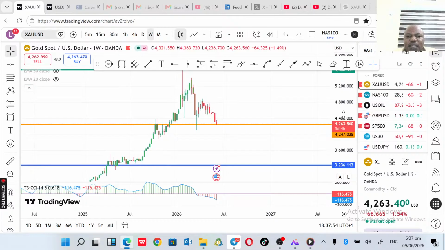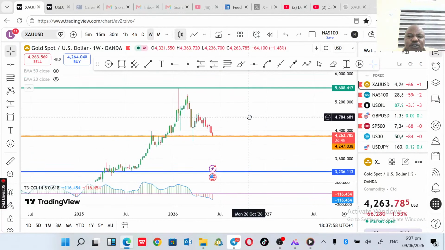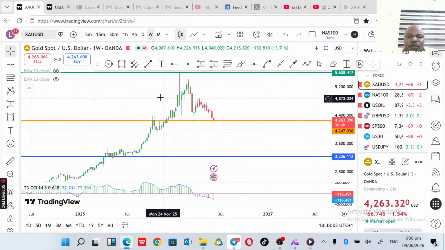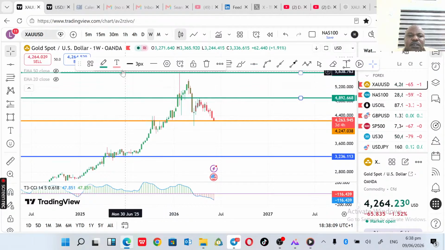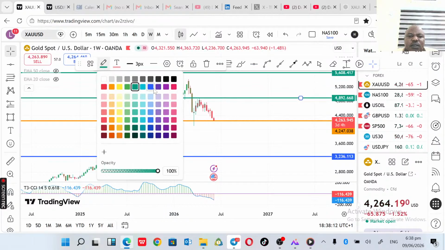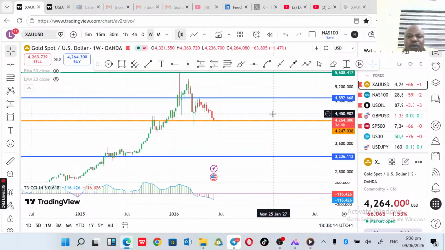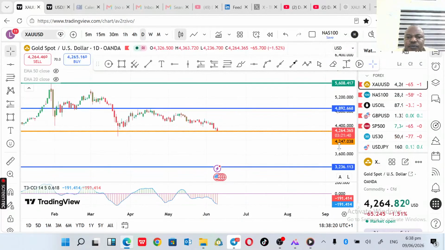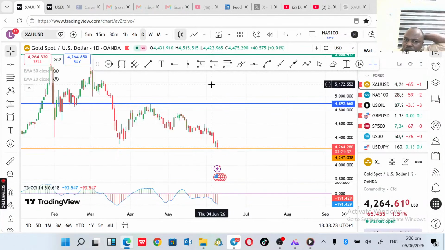On the weekly, we are still on bearish. What we need to do is to check if we have any structure we need to mark. We have a structure here. Okay. So we go to daily to get our direction. So now we are on daily, we can see our direction clearly.